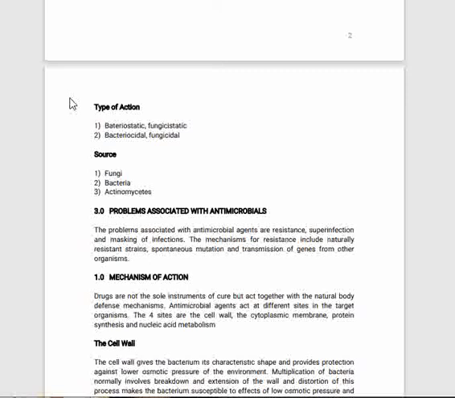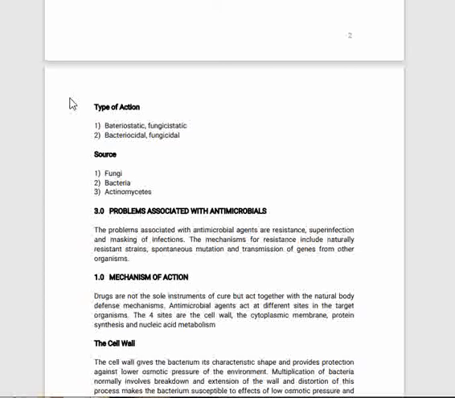So it destroys the microorganism. Then let's check on the sources. We can classify again microbials depending on the sources: fungi, bacteria, actinomycetes. We can get a source of drug or microbial agent from fungi, like penicillins. We can source some from bacteria, actinomycetes. That is as well, we can get them from those type of bacteria called actinomycetes.